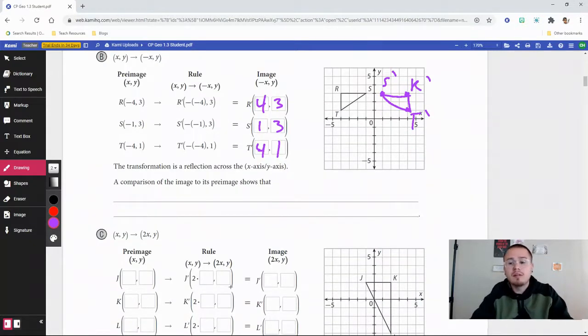So you'll notice that that was not a translation. We didn't just slide it or move it. We reflected it. Like looking in a mirror, bouncing something off of a shiny surface.